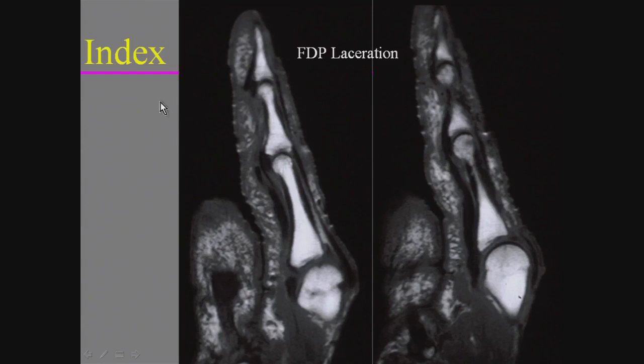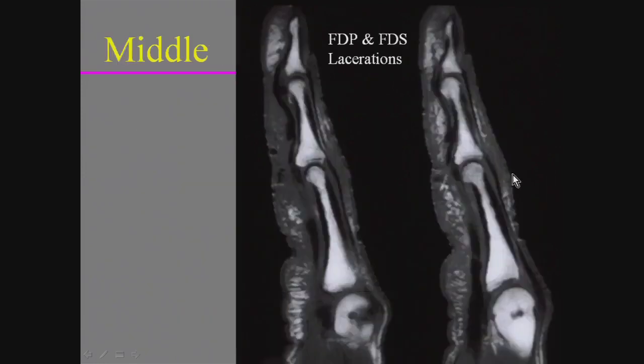In the sagittal plane, when we look at the index finger, we can see that the superficialis component inserts normally on the middle phalanx, so it's intact. But the profunda component, when we come up here, we see that it's lacerated here at the level of near the distal interphalangeal joint and retracted here almost to the PIP joint level. So that's the index finger.